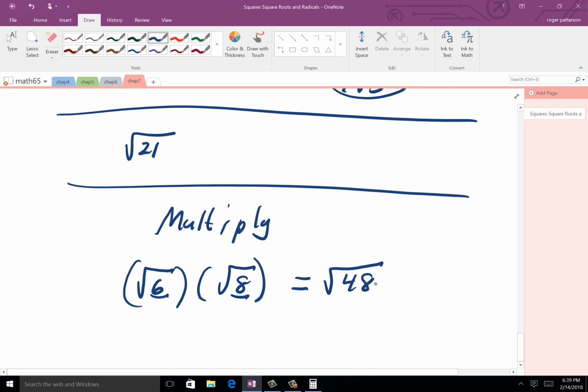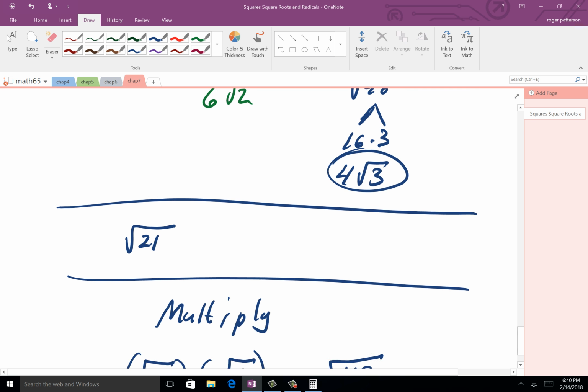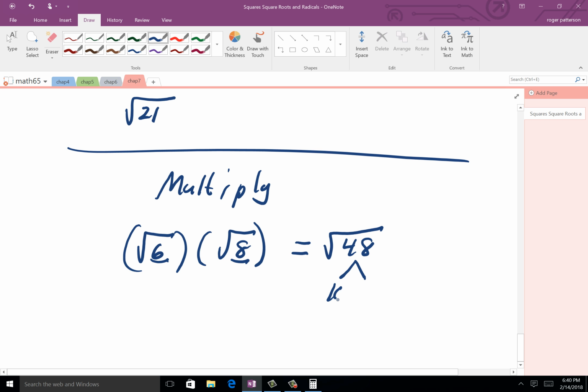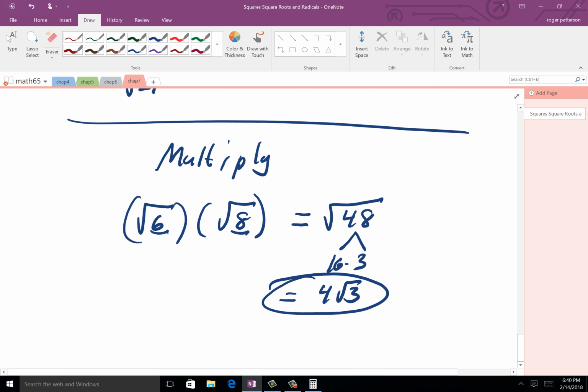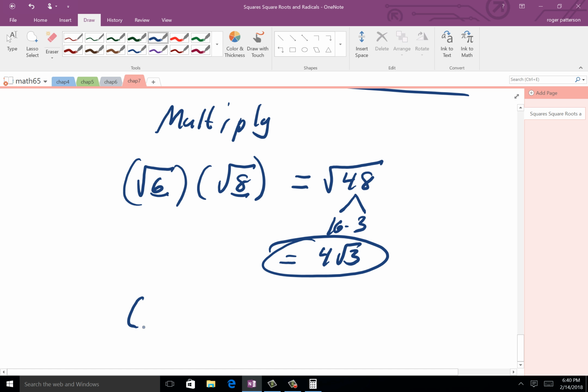But all of our answers have to be simplified, so we'd have to simplify that. And I think we did 48 already. Yeah, there it is. So when you're doing these problems, okay, just like with fractions, they got to be reduced. You got to simplify them. So make sure that you simplify them. So let's try some more here.